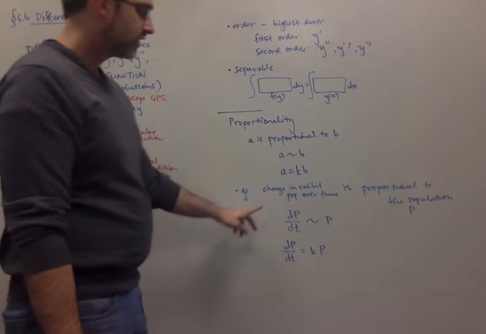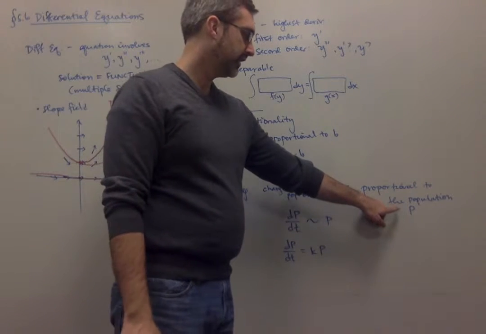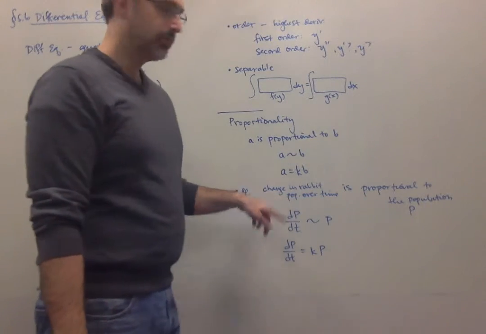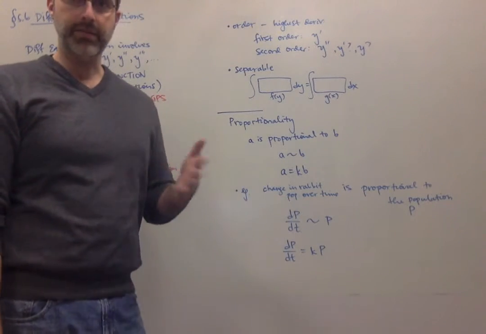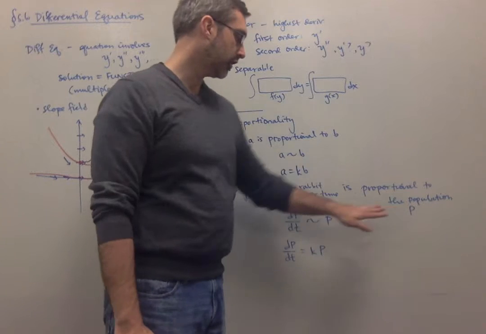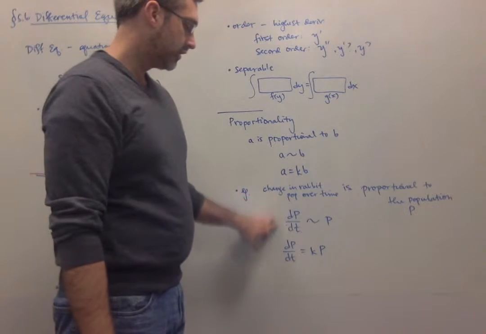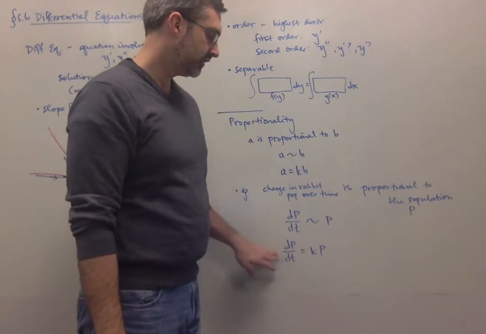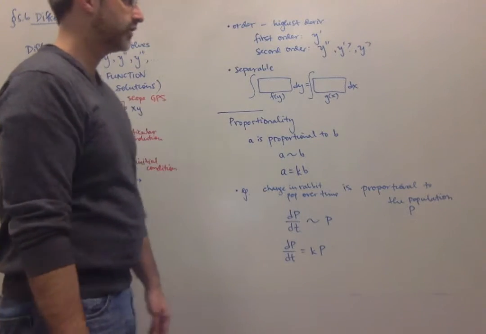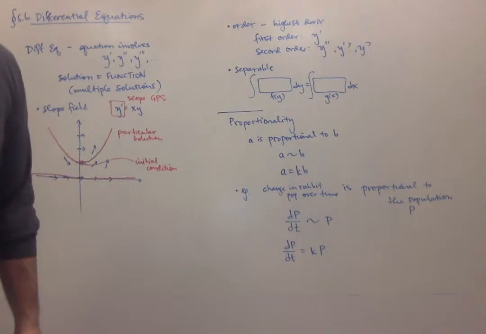Okay? This actually makes sense because if the rabbit population is bigger, you're going to see more change because more rabbits are having babies. If the population is smaller, you're going to see a smaller amount of change. So this idea that these two things are proportional kind of makes sense.